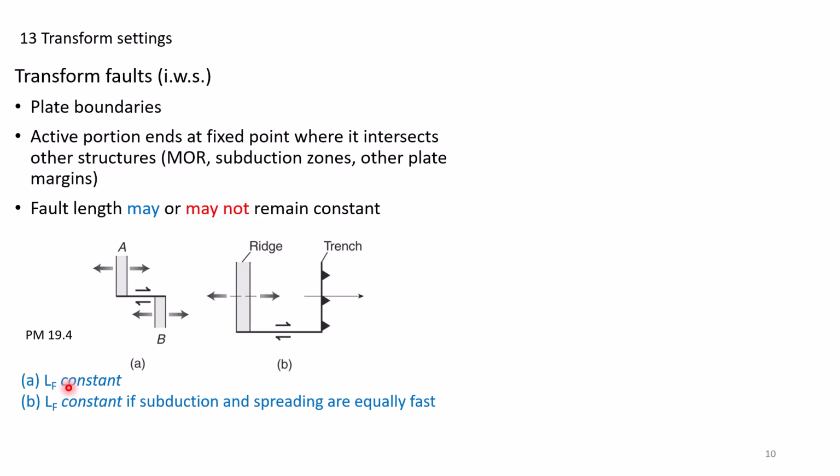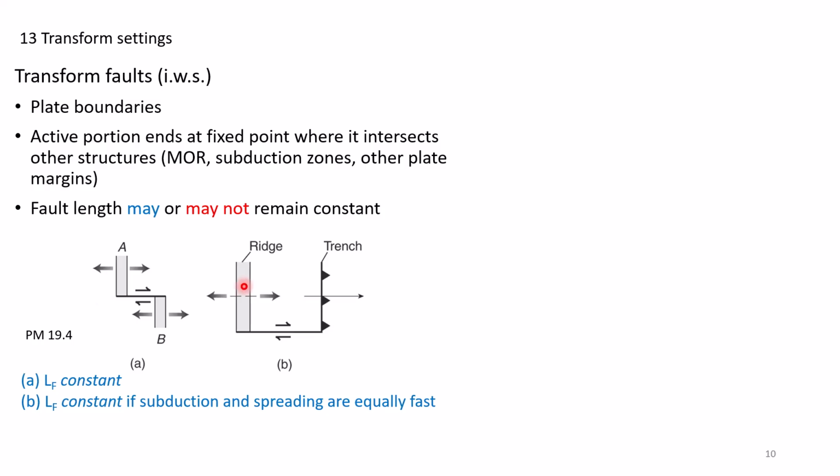The fault length remains constant if we are, as we have seen in the previous slide, connecting two mid-oceanic ridge segments. It doesn't really matter how much oceanic lithosphere is created, it will simply pass along the transform fault, and as soon as it is beyond the neighboring mid-oceanic ridge, it will not create very significant tectonic movement along the oceanic fracture zone, which we are not seeing here on this sketch.